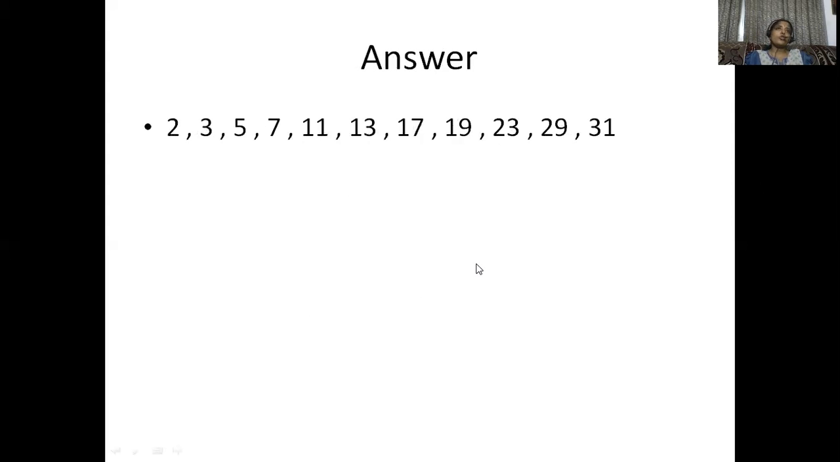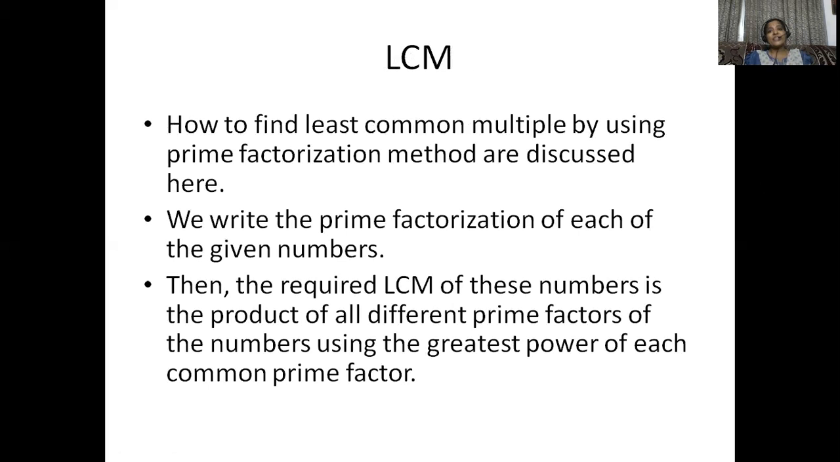Now, having understood the concept of prime factors, let's move into the concept called LCM. LCM stands for least common multiple. So how to find the least common multiple? By using the prime factorization method we discussed. We write the prime factorization of each of the given numbers, and after that, the LCM is the product of all different prime factors of the numbers using the greatest power of each common prime factor.